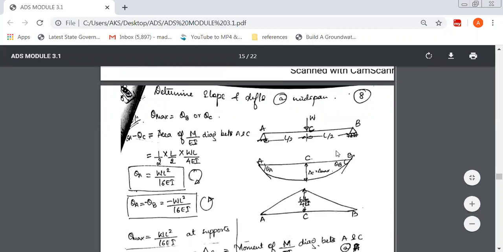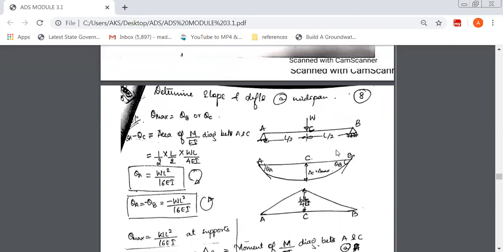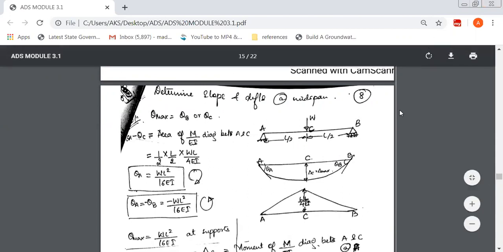Hello everyone. So let us continue with the next type of problems. We have already dealt with cantilever problems with different types of loadings. The next type of problem is the simply supported beam. Again, this is solved by the moment area method.